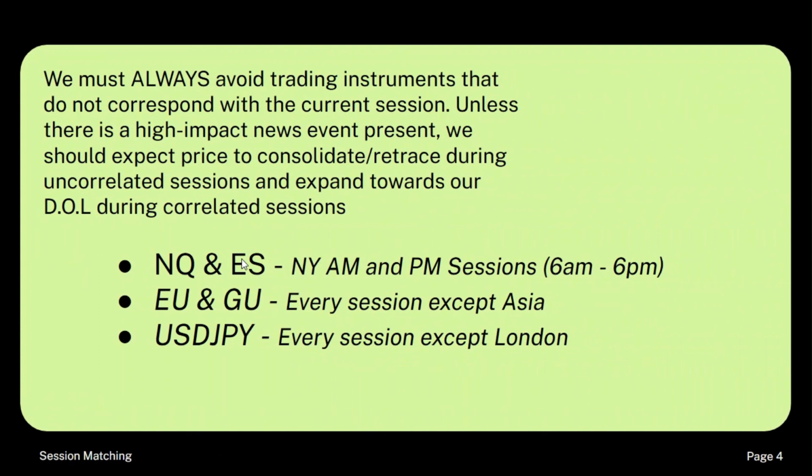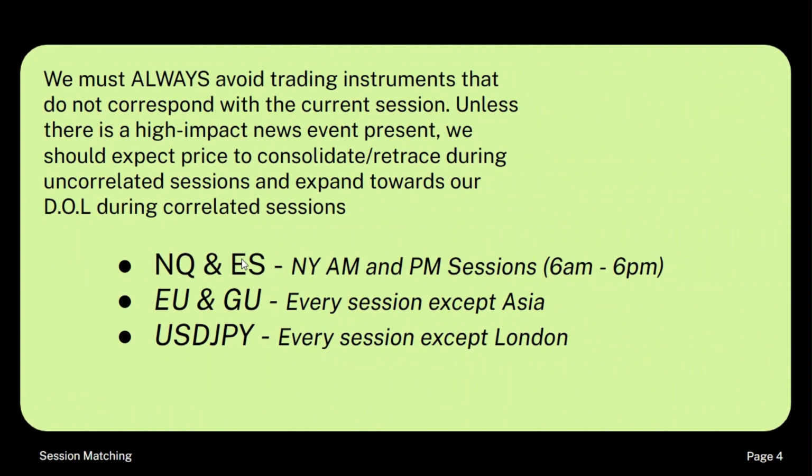So we must always avoid trading instruments that do not correspond with the current session. What I mean by this is, say, a pair like ES, S&P 500, and a pair like USD JPY. The sessions are Asia, London, New York AM, and New York PM, also known as the Sydney session. The sessions that correlate with USD JPY are all sessions except for London. The US dollar and the yen, none of those correlate with Europe. Those are not traded in Europe, or used as currencies anywhere in Europe.